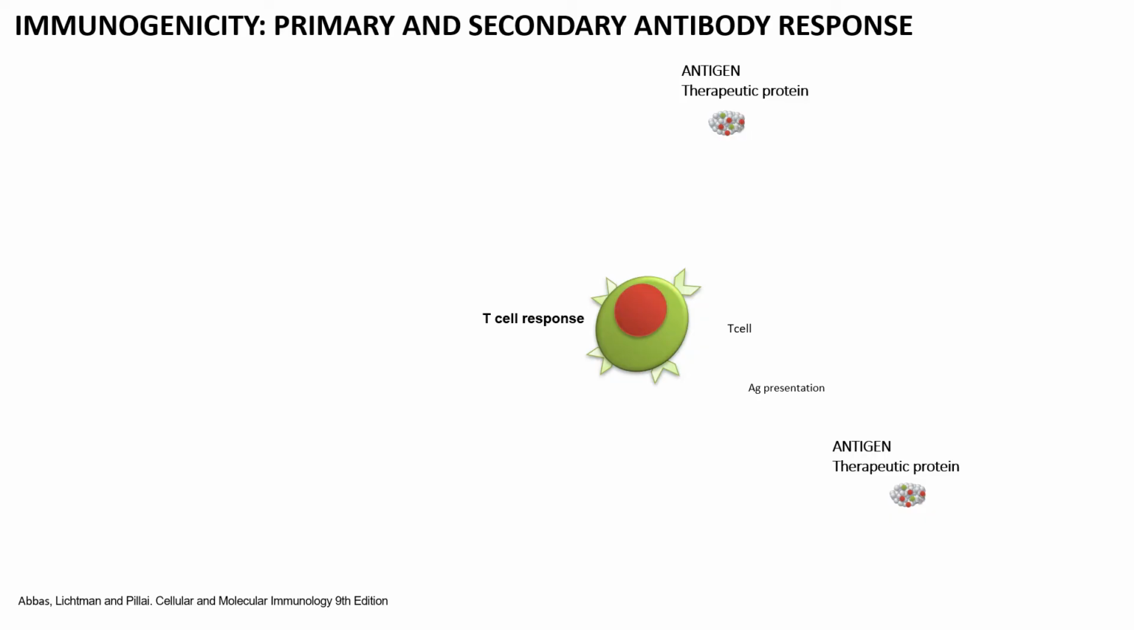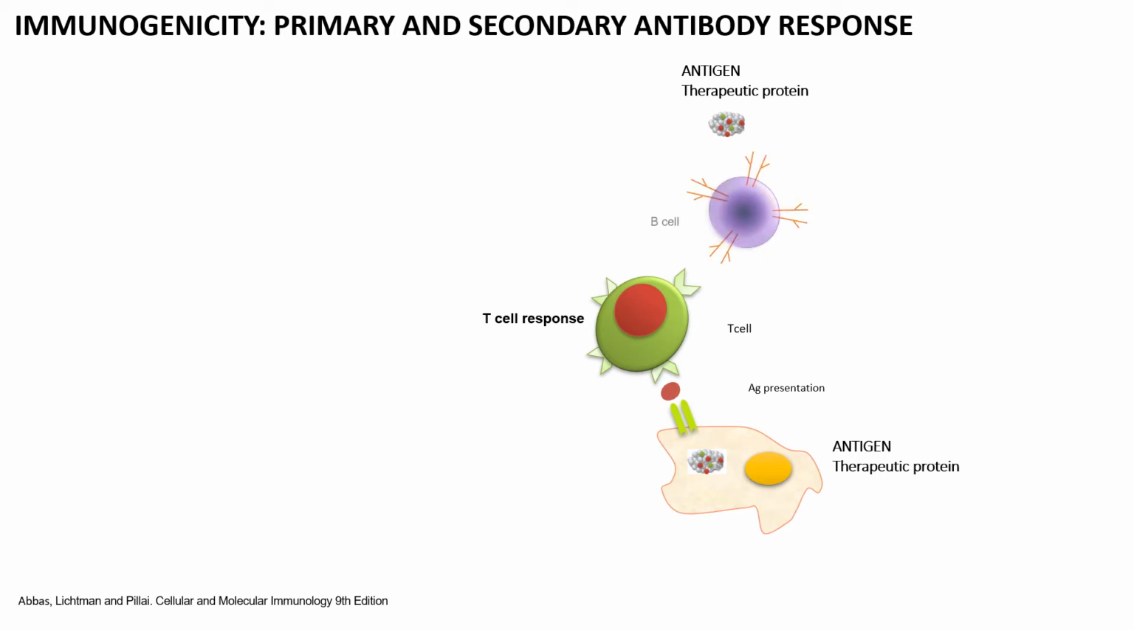First of all, what are antibody responses? When we have a therapeutic protein that is perceived as an antigen or as a danger signal, the antigen presenting cell will digest it and present the T cell epitope to the T cell. This is basically the way that the body tells the immune system that there's something wrong with this drug, and it's perceiving the drug as a danger signal. So the T cell will mount an immunogenic response.